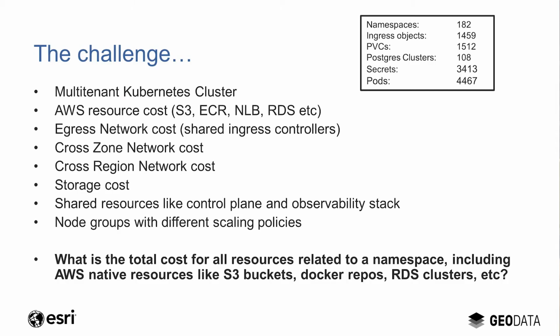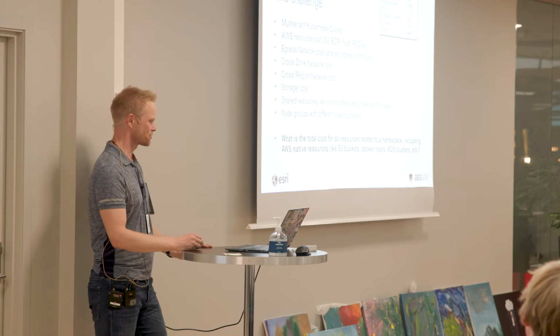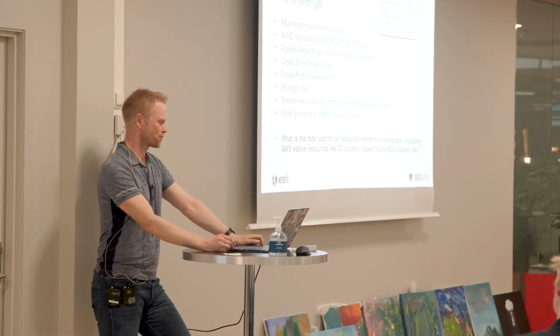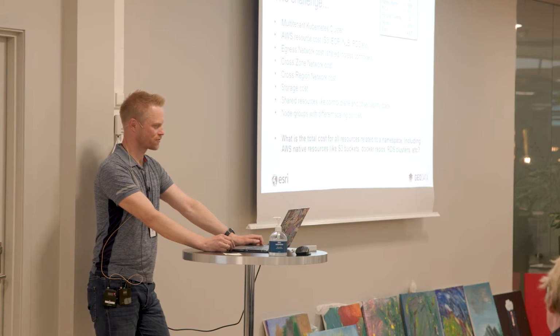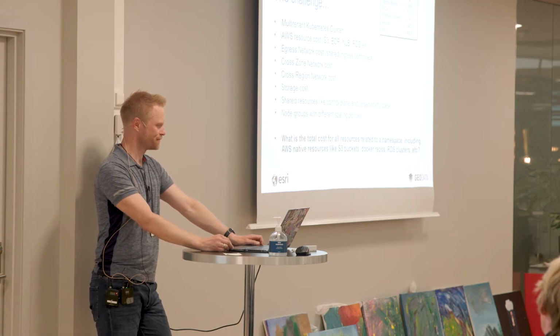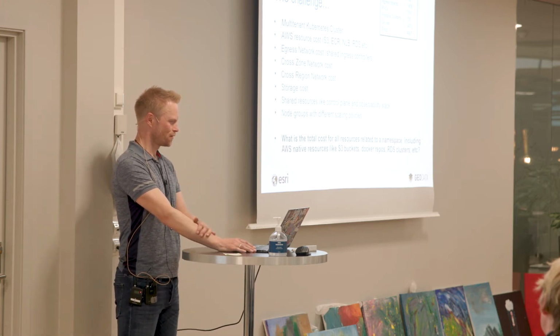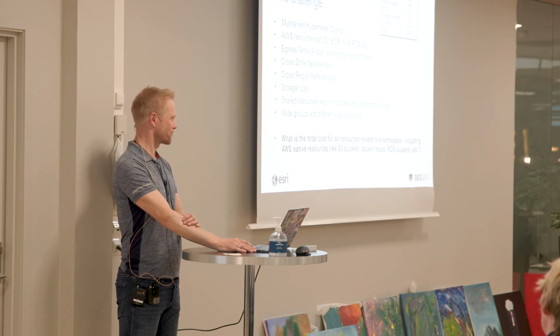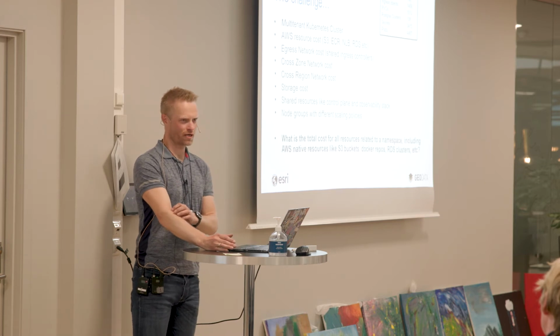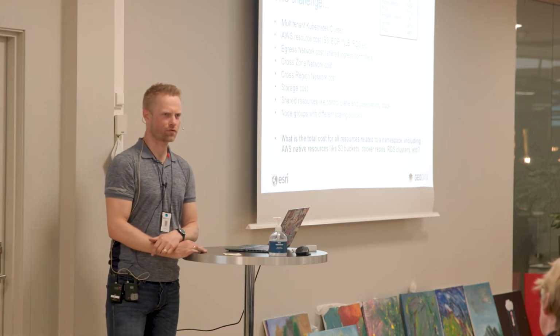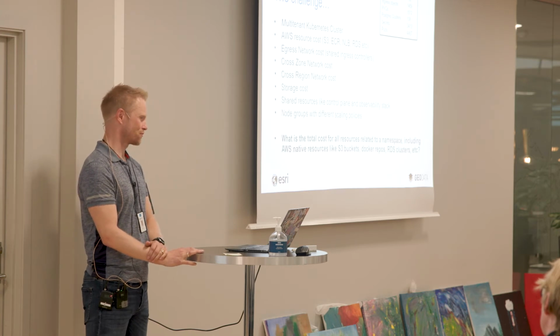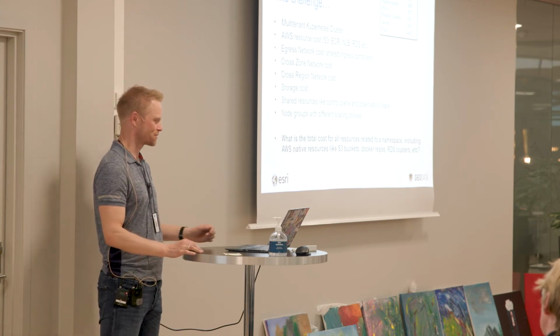So the challenge for us: how should we calculate the cost for all these things? This is a multi-tenant cluster used by many different teams in Geodata, having their own customers and their own workloads, their own business models. Some of the workloads are utilizing AWS native resources like S3, ECR, network load balancers, RDS. Even if we run most databases inside Kubernetes, we also run some outside. And then we have network costs. That's something that you really need to pay attention to. It's easy to forget when you are not at scale, but suddenly the network cost becomes a huge thing for you. The egress cost and also moving data between the different zones is very expensive.